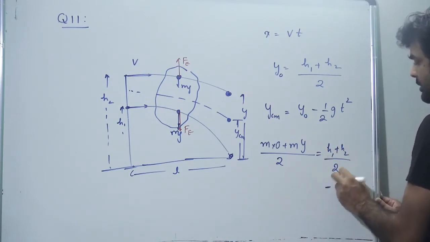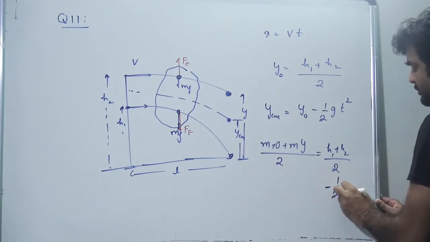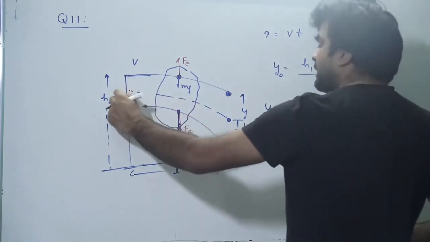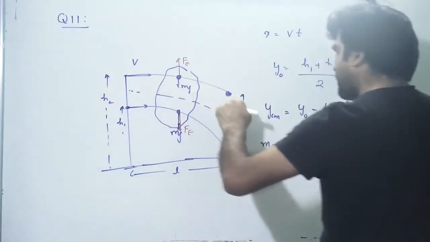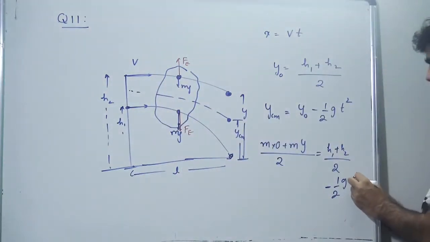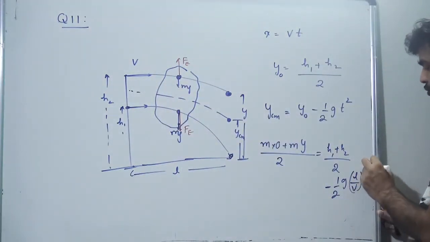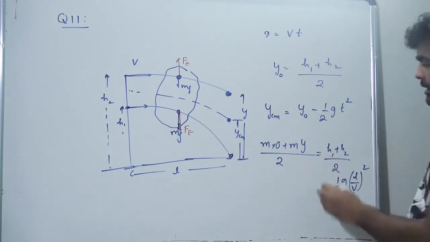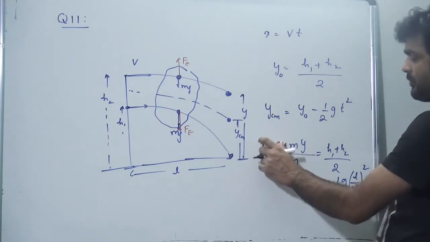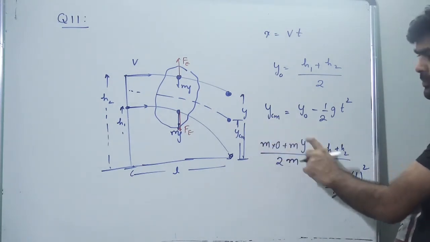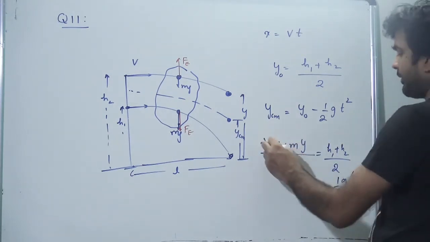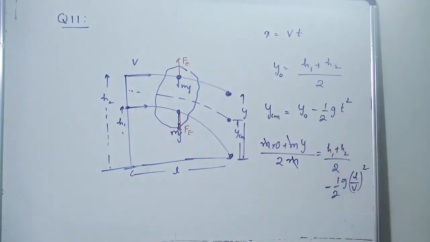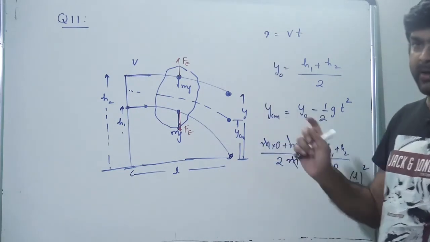equal to Y naught, which is (H1 plus H2) by 2, minus half g, and the time both the particles will take to come from here to here will be L by V, whole square. We have to find this value of Y. Here there will be 2m also, m1 y1 plus m2 y2 upon m1 plus m2, so m will also get cancelled.